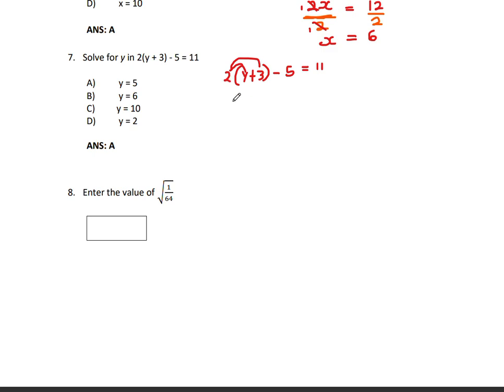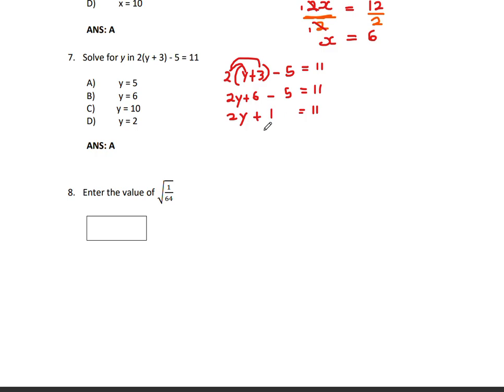So now 2 multiplied by y is going to give us 2y. 2 multiplied by 3 is going to give us 6. And of course, we still have the minus 5 here that we started with, and this is equal to 11. And let us simplify. So to simplify here, we're going to get 2y plus 6 minus 5, which is going to give us 1, which is equal to 11.